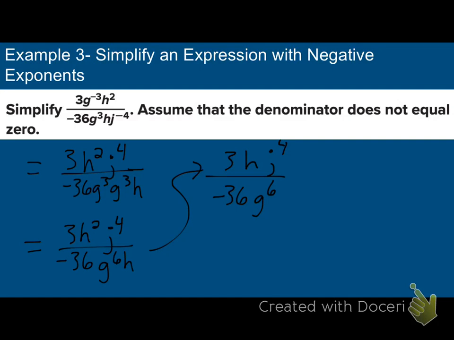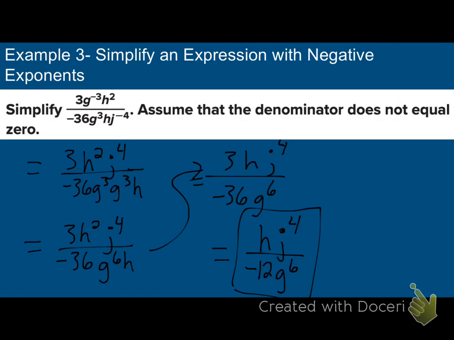No. I've got 3 in the numerator and negative 36 in the denominator. What are 3 and negative 36 both divisible by? 3. So this is not in simplest form yet. I've got to simplify that 3 over negative 36. 3 divided by 3 gives me 1, hj to the 4th. Negative 36 divided by 3 is negative 12, g to the 6th. Is that fraction now in simplest form? Yes, it is. We okay with that?